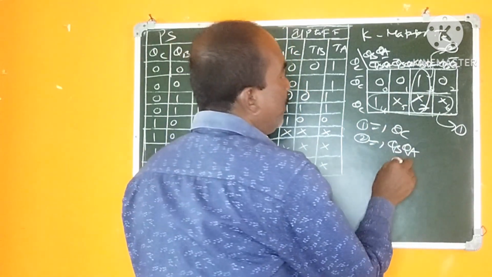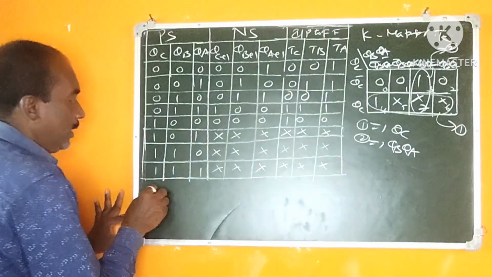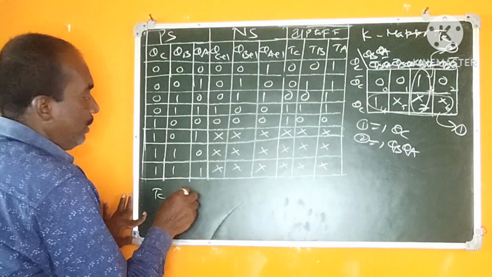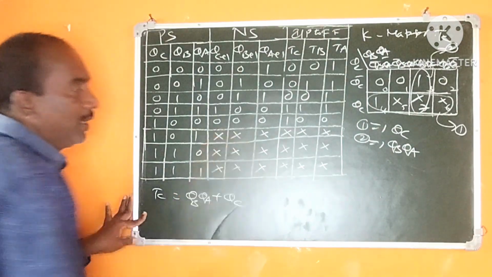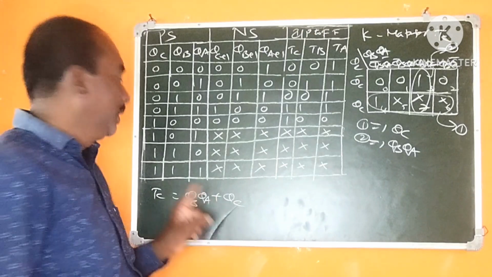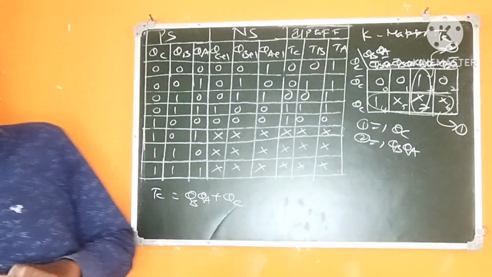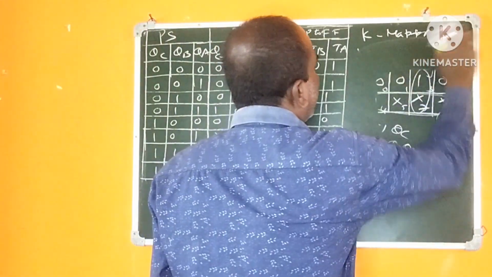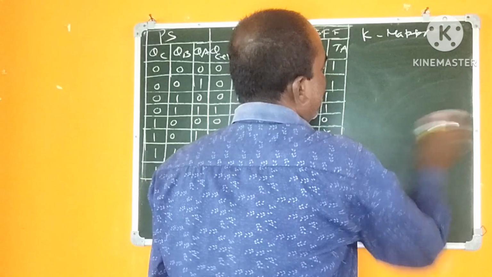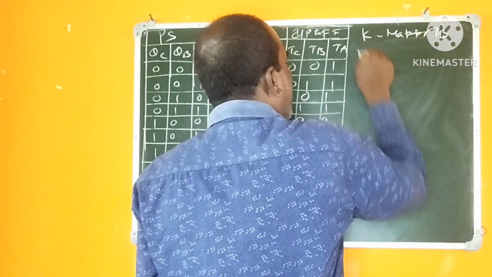Therefore, the input to TC will be equal to QB, QA plus QC. So it is the input to the C flip-flop T input. And similarly, we can find the input to TB and TA. So, the K map for TB. So it is also to be determined.